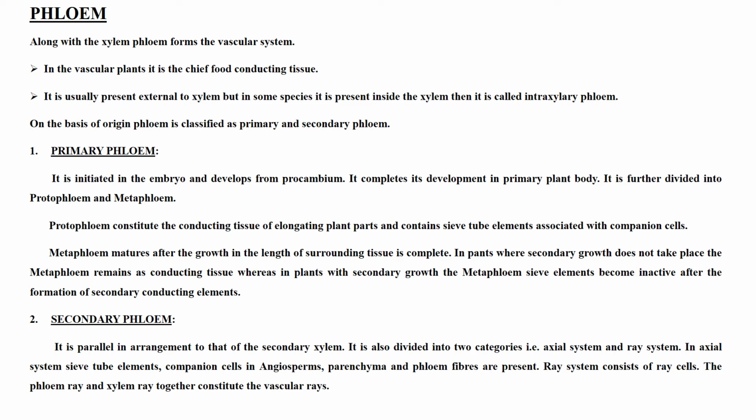Then the second type of phloem is the secondary phloem. It is parallel in arrangement to that of the secondary xylem in the roots and in the stem. It is also divided into two systems, that is the axial system and the ray system, just like the xylem. In the axial system, sieve tube elements, companion cells in angiosperms, albuminous cells in gymnosperms, parenchyma cells and phloem fibers are present. The ray system consists of ray cells. The phloem ray and xylem ray together constitute the vascular rays.